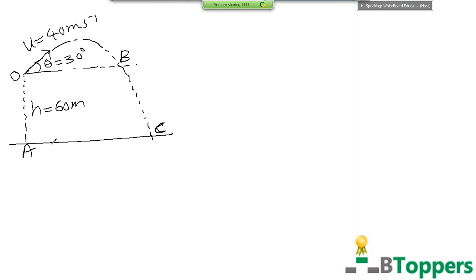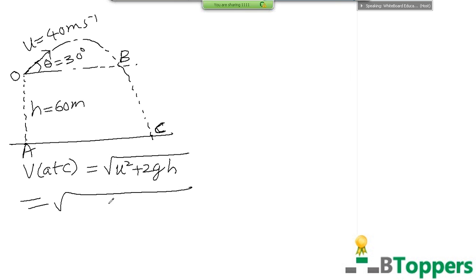Let A be the point on the ground which lies directly below the point of projection. C is the position of the body just before it strikes the ground. As I discussed previously, the magnitude of velocity of the body just before it strikes the ground, when it is projected with initial speed u from a vertical height h above the ground, is equal to root of u square plus 2gh, irrespective of direction of projection. So in the given problem, u equal to 40 meter per second, g is 10 meter per second square, and h equal to 60 meters.